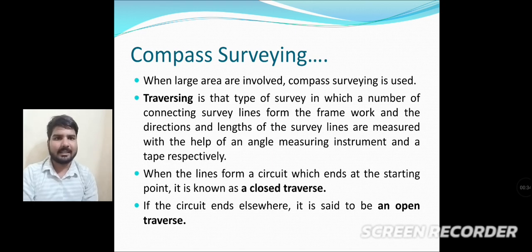Compass surveying is used when large areas are involved. Traversing is the type of survey in which a number of connected survey lines form the framework, and the directions and lengths of the survey lines are measured with the help of an angle measuring instrument and a tape respectively. When the lines form a circuit which ends at the starting point, it is known as a closed traverse. If the circuit ends elsewhere, it is said to be an open traverse.